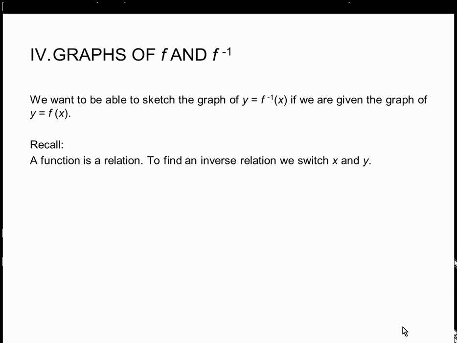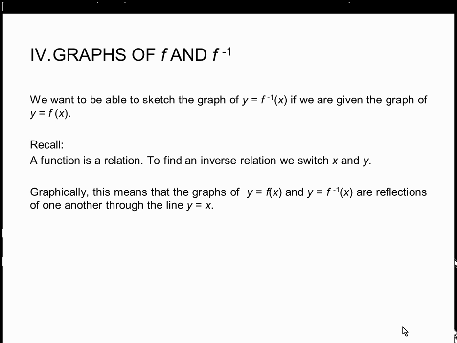Recall, to find an inverse relation, we just switch x and y. Graphically, this means that the graph of y equal f of x and y equal f inverse of x are reflections of one another through the line y equal x. The line y equal x is a line that goes through at a 45-degree angle. It goes through 0, 0, 1, 1, 2, 2, 3, 3, and so on. So this reflecting through the line y equal x, again, it's more of an art skill than a math skill. Remember, we covered reflections through the x-axis and y-axis way back in chapter 2.